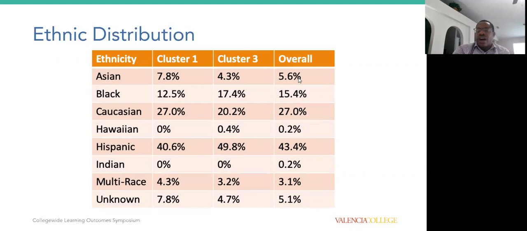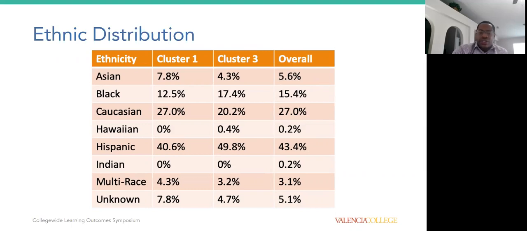So overall, 5.6% of all the students that participated in the survey were Asian, 15.4% were Black, and so forth. I thought this was interesting just to see how the clusters differ from the overall breakdown of the students that participated in the survey.